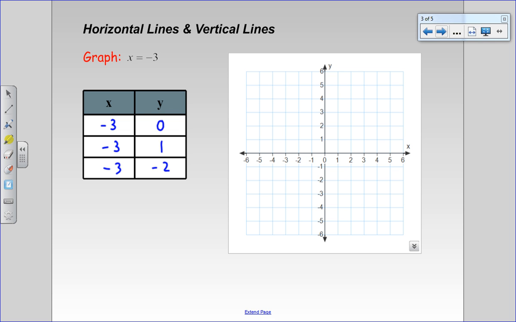Plotting those 3 points on the coordinate plane, (-3, 0), (-3, 1), and (-3, -2), we see that they form a vertical line. And this is again what we would expect since all of these points have the same x-coordinate.